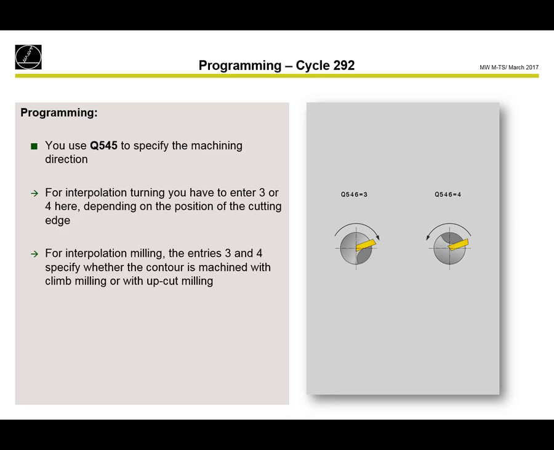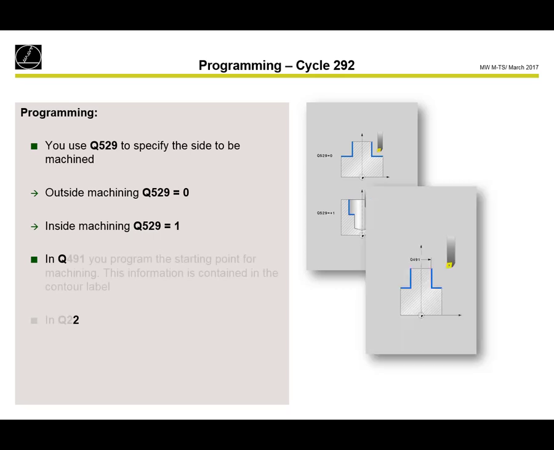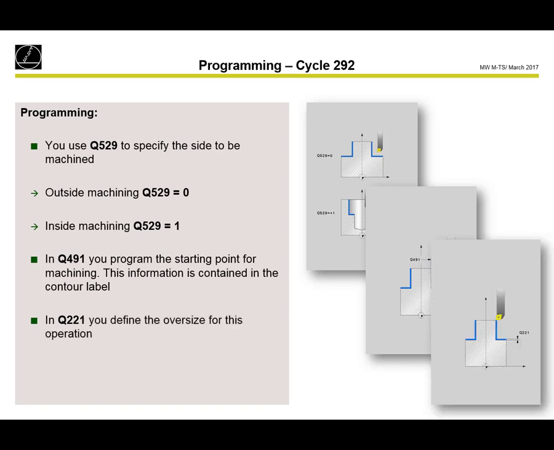Also the direction, if it should work clockwise or counterclockwise. Inside or outside machining. Also the start position, the starting point. So there you describe the first point of the contour label in X. And also the oversize. The oversize is for the complete contour, so not oversize in X or in Y. It's for the complete contour. For example, when you do first roughing and afterwards finishing, then you can use this oversize for the operation.